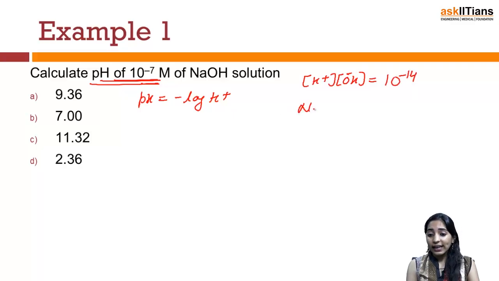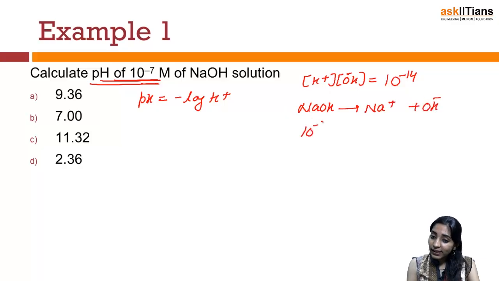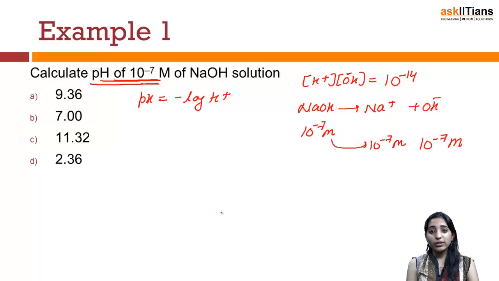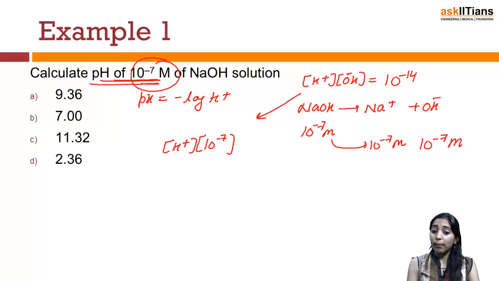And if I am taking NaOH, I know that it gets dissociated to form Na positive plus OH minus. If I am taking 10 to the power minus 7 molar NaOH, that means I will be getting 10 to the power minus 7 molar Na positive and 10 to the power minus 7 molar OH minus. So put this value here, and I can say that the H positive concentration, which I don't know, OH minus concentration is 10 to the power minus 7 because it is given that it's 10 to the power minus 7 molar NaOH, the value will be 10 to the power minus 40. So it gives me the concentration of H positive as 10 to the power minus 40.